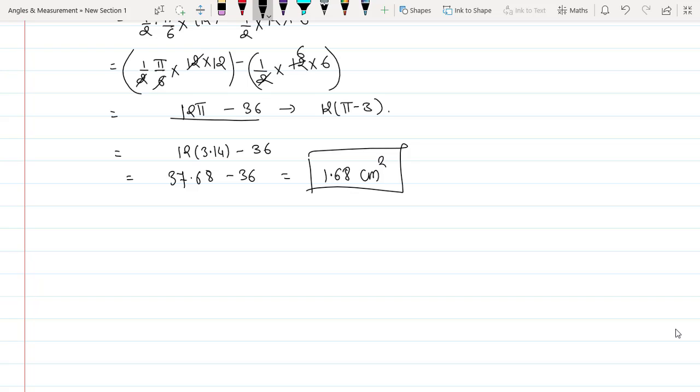So in this way we can find out the area of a sector and the length of an arc. Any doubt till this time? Yes please, any doubt? No sir, no doubts.